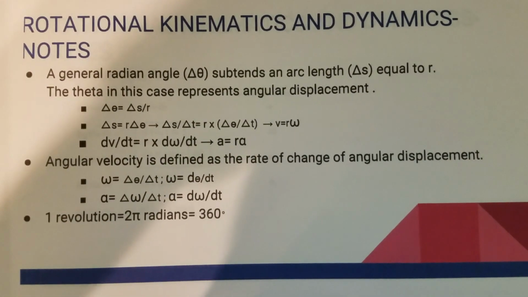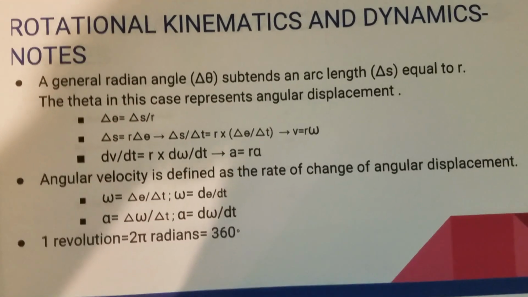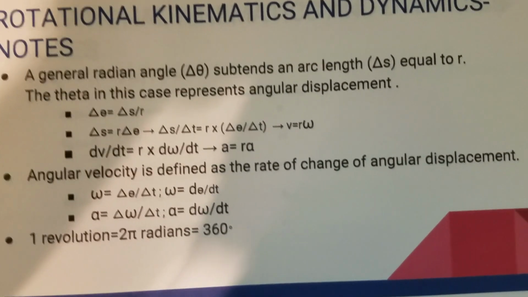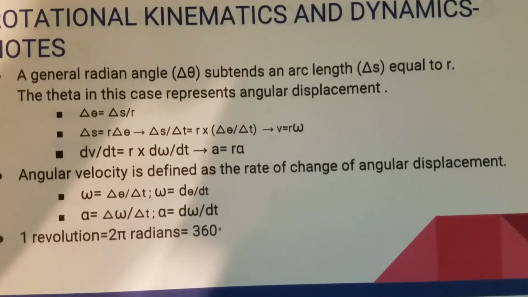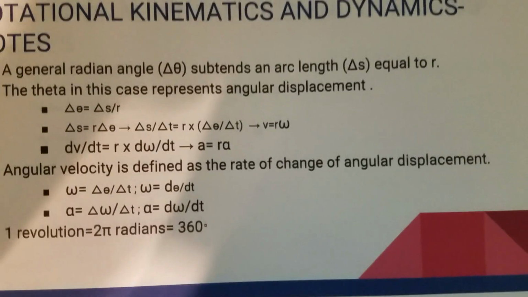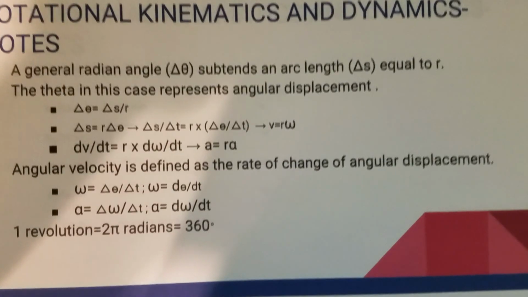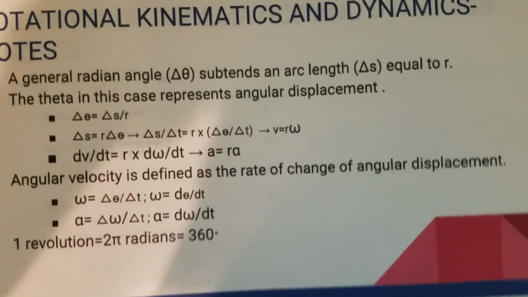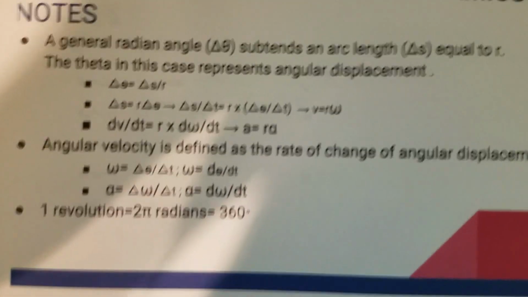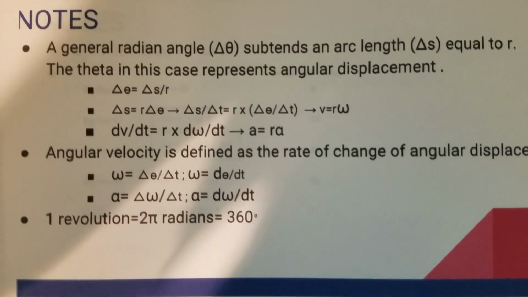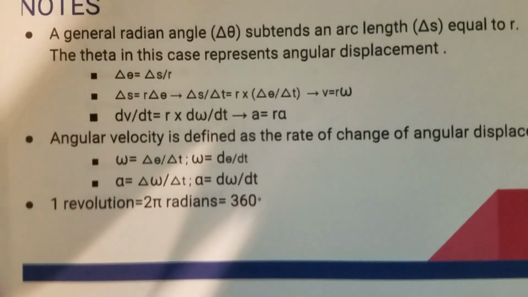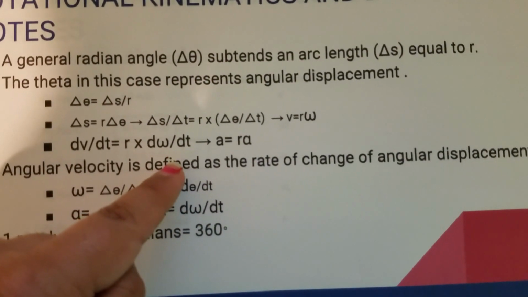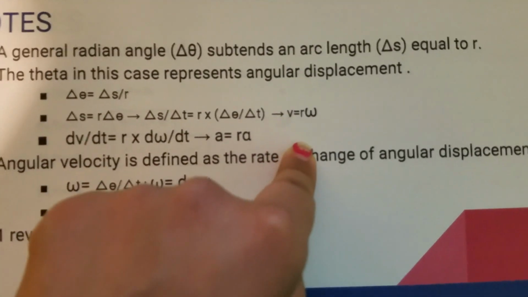A general radian angle, delta theta, or the angular displacement, subtends an arc length, delta s, equal to r delta theta. So the theta in this case represents angular displacement. One of the equations you memorize is that the angular displacement is equal to arc length divided by the radius. Now, if you rearrange this equation and divide by delta t, you get v equals r omega.